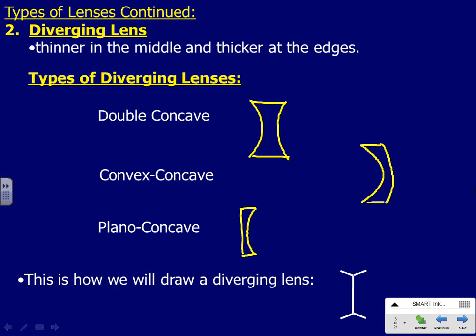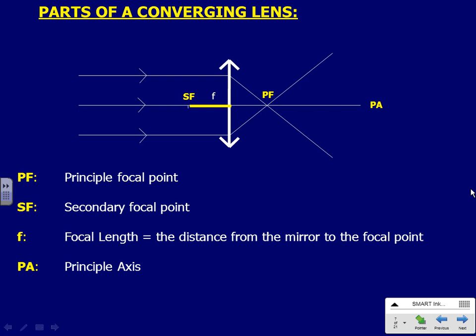We'll talk more about the uses of this a little later on. Notice my arrows have been flipped. If I want to represent a diverging lens on my ray diagrams, I'm going to take my ruler, draw a line, and put the arrows like this, and that represents fat on the edges and thin at the center. So that's a diverging lens. All right. So now what do we want to do?